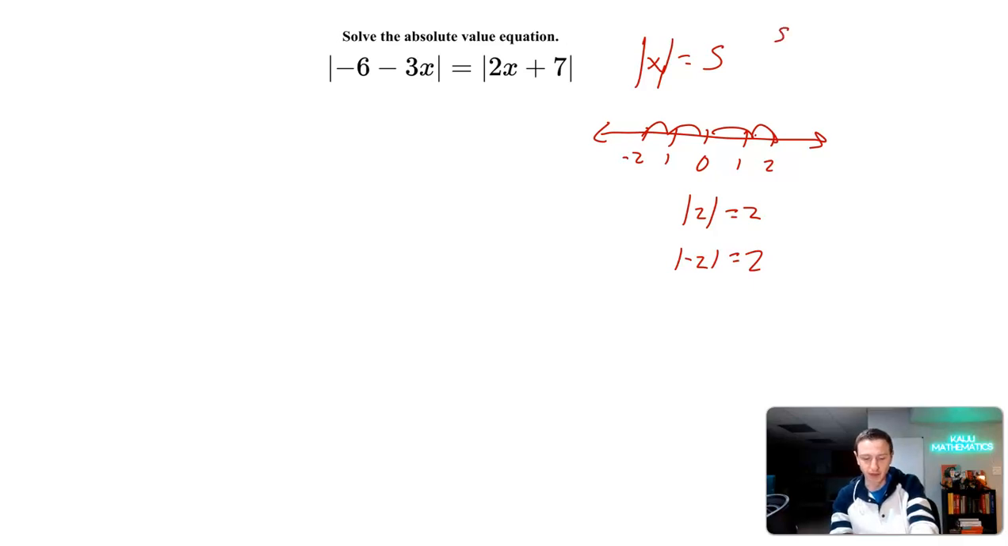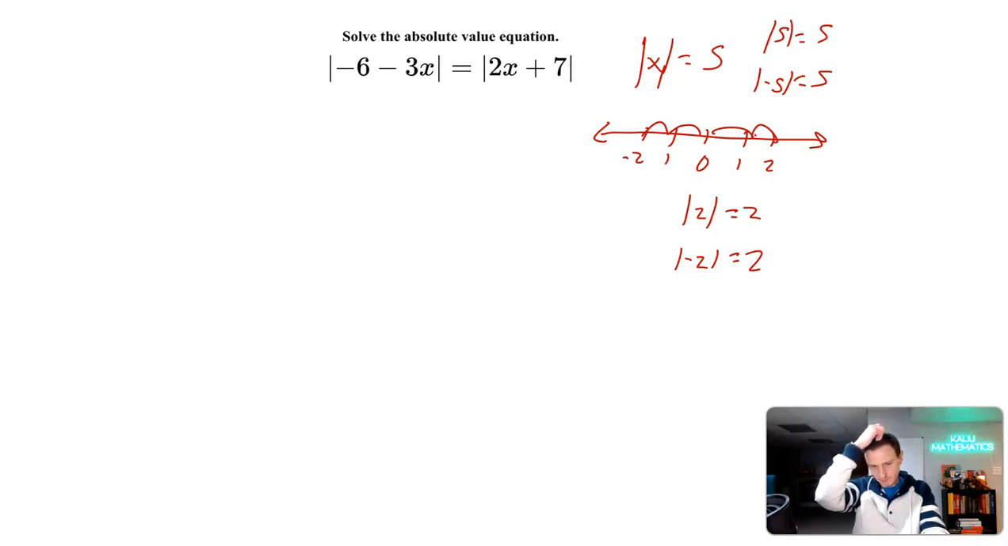I could put in 5, because the absolute value of 5 is 5. And I could put in -5 because the absolute value of -5 is also 5. That's a little bit easier to think about when we're just thinking about a singular x term equal to 5. But in this problem, we have an absolute value of -6 minus 3x equal to the absolute value of 2x plus 7. So what we have to do is set up two equations.